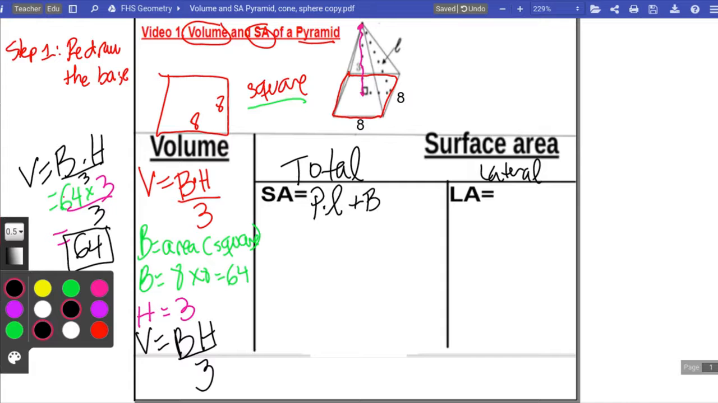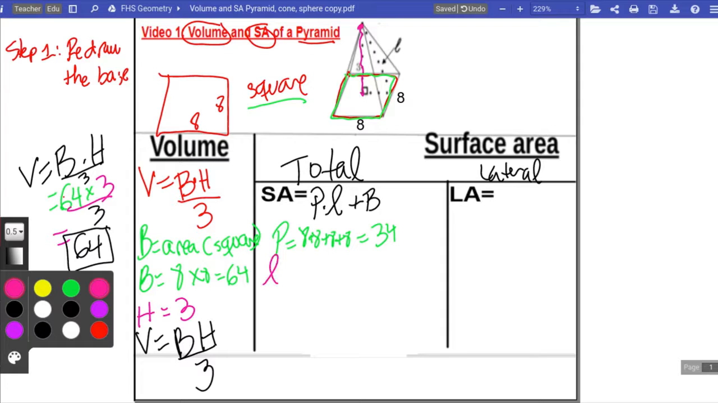All right, so there's a lot of things we're going to have to break down. So let's start with going with the color. The first color is perimeter. So perimeter, we're still working with this base, this base right here. So it would be 8 plus 8 plus 8 plus 8. You get 32. Check. All right, keep that in mind.